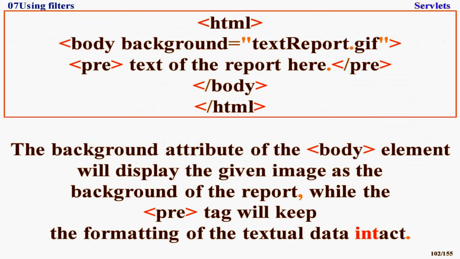<html><body background="image.gif"><pre>text of the report here</pre></body></html>. The background attribute of the body element will display the given image as the background of the report, while the pre tag will keep the formatting of the textual data intact.